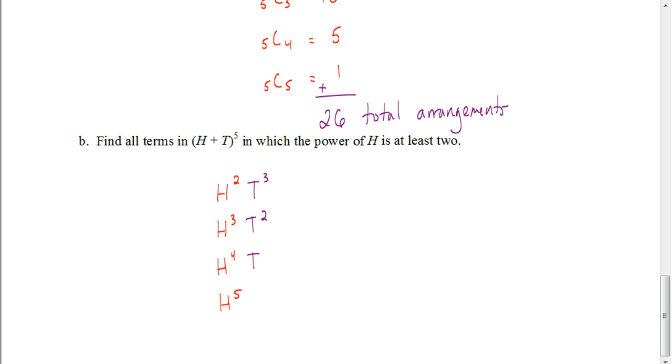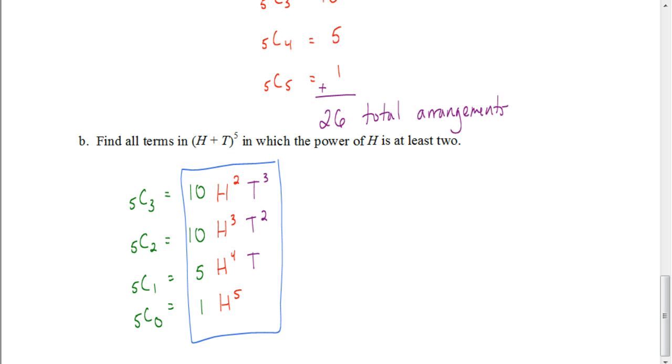And since my exponent for the t is 3, it's going to be 5 choose 3. For the next one, since the exponent for the t is 2, it'll be 5 choose 2. And for the next one, then it'll be 5 choose 1, and the last one will be 5 choose 0. Well, 5 choose 3 is 10, 5 choose 2 is also 10, 5 choose 1 is 5, and 5 choose 0 is 1. So those are all of the terms where we have an exponent for h of being at least 2.